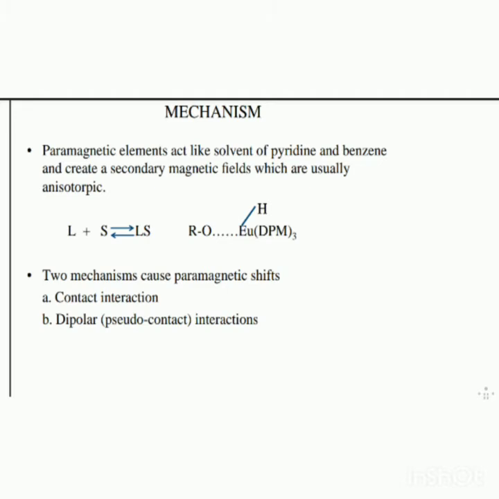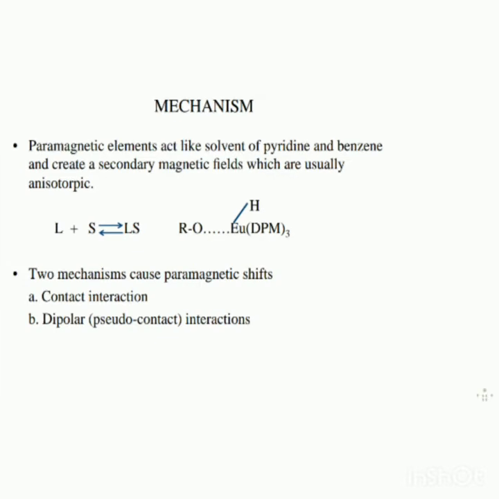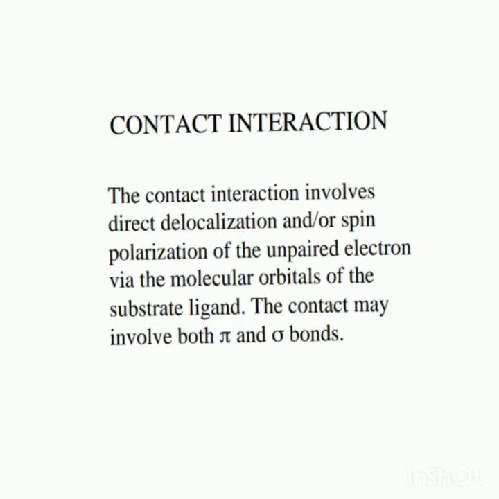When we consider the first one, contact interaction, what happens? The contact interaction involves direct delocalization or spin polarization of the unpaired electron through molecular orbitals of the substrate ligand. The contact may involve both pi and sigma bonds.